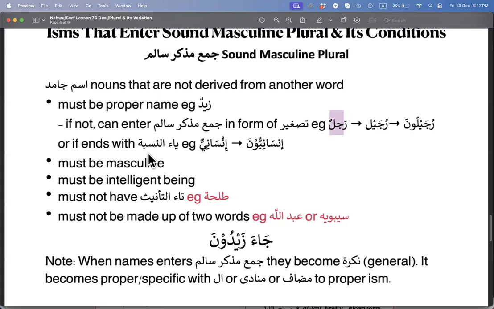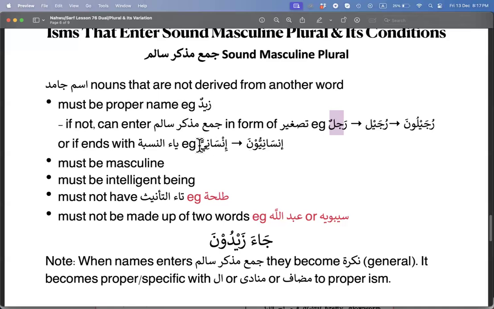Or if it ends with a ya nisbah, which we've done also that day. So a word like insan. So insaniyun. This is already with the ya nisbah. It can become a jamak muzakkar salim. Insaniyuna. Clear? Yes. Okay.